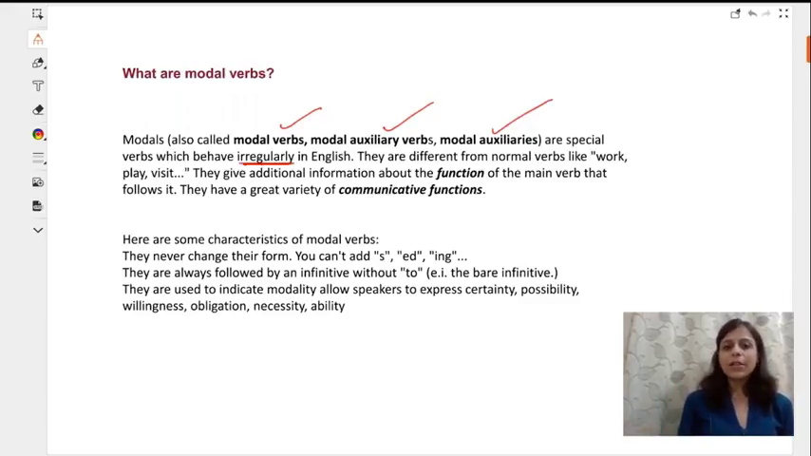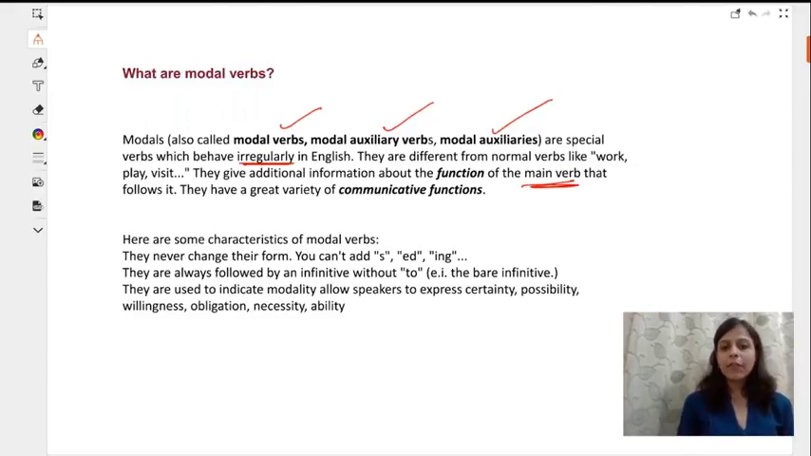The second important point is they are different from normal verbs like work, play, visit. These are the normal verbs that we all talk about. We are very familiar with them. Modals give some sort of additional information. Maybe I want to work, I can work, I might work, I should work, I could work. So this is additional information I get in addition to a very simple verb. They give additional information about the function of the main verb that follows.